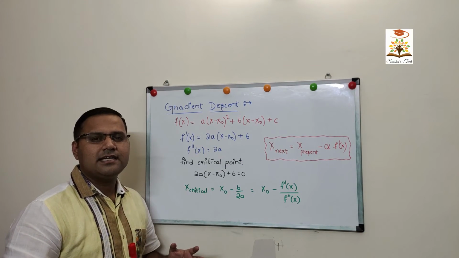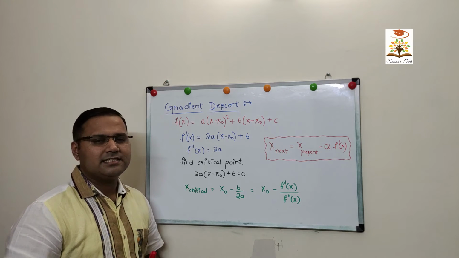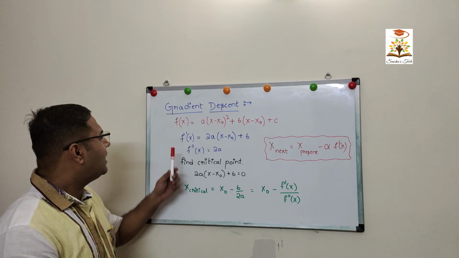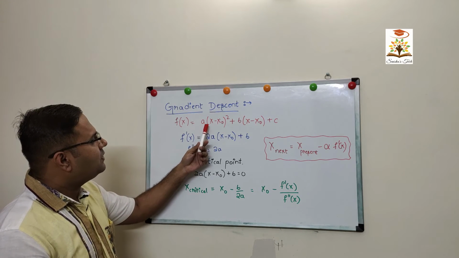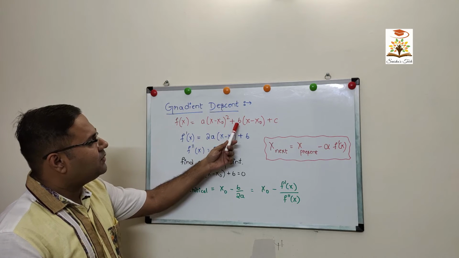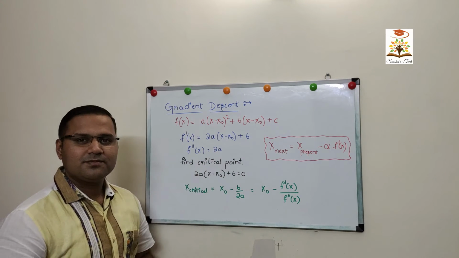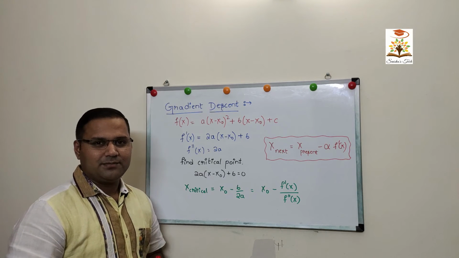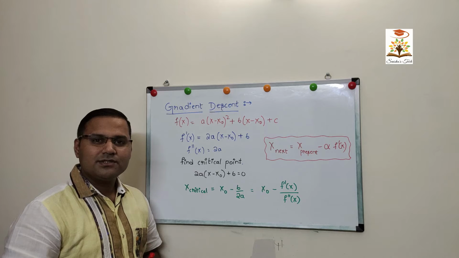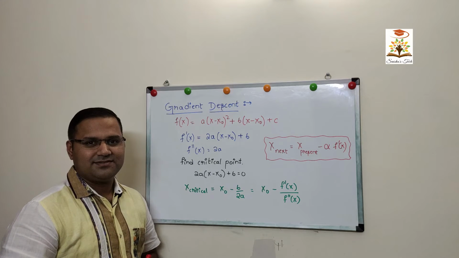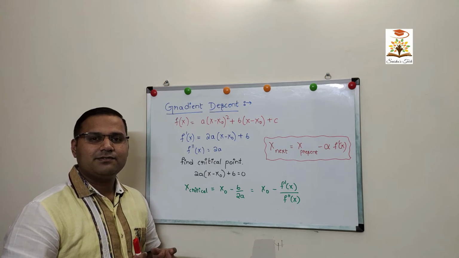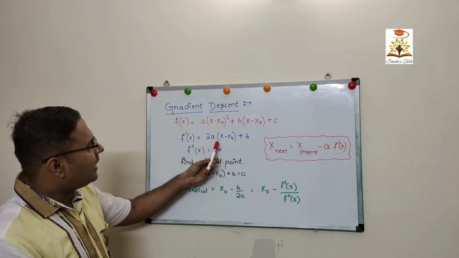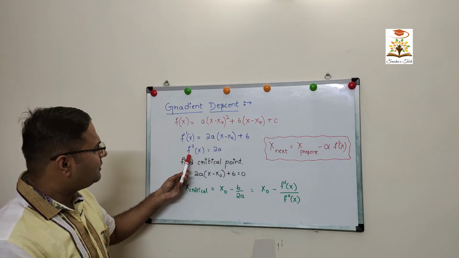To derive a generalized mathematical formula for gradient descent, we are going to utilize a quadratic equation which is represented as f(x) = a(x - x0)^2 + b(x - x0) + c. To identify the slope of the curve, we take the first derivative, and to identify the critical values, we take the second derivative of the function. The first derivative is equal to 2a(x - x0) + b, and the second derivative is 2a.